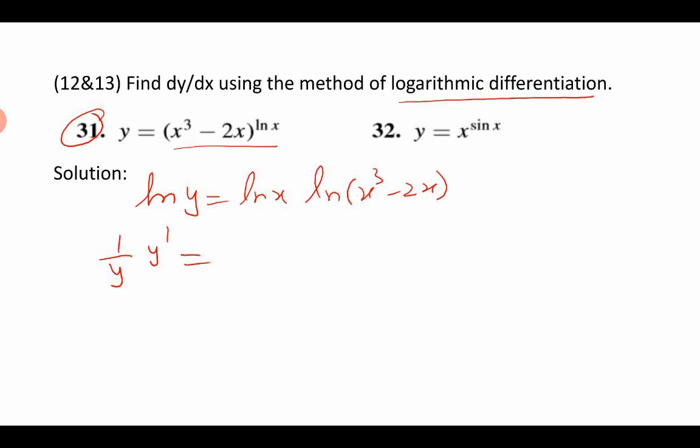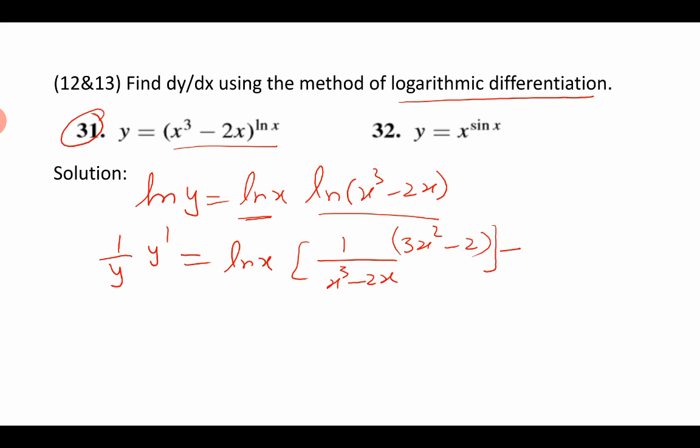On the right side, the product rule should be used. Both are ln functions with variable x. Product rule: keep ln x, differentiate the second one. It will be 1 over x cube minus 2x, and then the chain rule gives you 3x square minus 2. Now keep this ln of x cube minus 2x, differentiate ln x, it will be 1 over x.